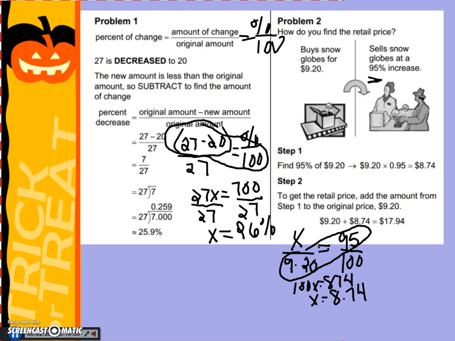Now, the $8.74 is the amount of change, the amount of increase. So if you are increasing it, you are going to take the original amount, 920, plus 874, and you're going to add it up, and you're going to get 7 plus 2 is 9, and 9 plus 8 is 17. You're going to get $17.94, which is the new cost of the snow globes.